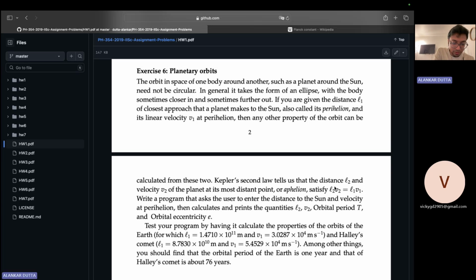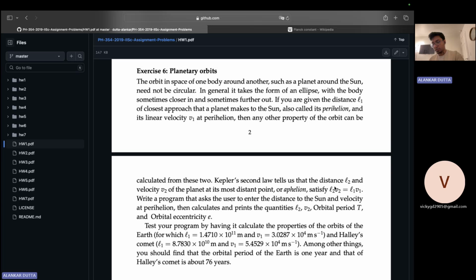Write a program that asks the user to enter the distance to the sun and velocity at perihelion, then calculates and prints the quantities L2, v2, orbital period T, and orbital eccentricity e. Test your program by having it calculate the properties of orbits for the Earth, for which L1 is this and v1 is this, and Halley's Comet, for which L1 is this and v1 is this. Among other things, you should find that the orbital period of the Earth is 1 year and that of Halley's Comet is about 76 years. So let's try to do this.